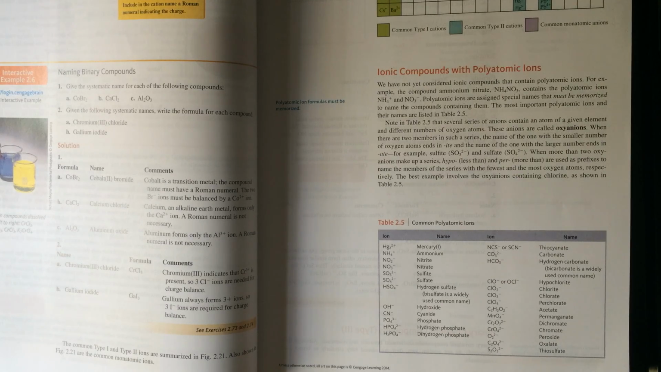When there are two members in such a series, the name of the one with the larger number of oxygen atoms ends in -ate, for example, sulfite and sulfate. When more than two oxyanions make up a series, hypo- and per- are used as prefixes in the names of the members of the series with the fewest and most oxygen atoms, respectively. The best example involves the oxyanions containing chlorine, as shown in Table 2.5.